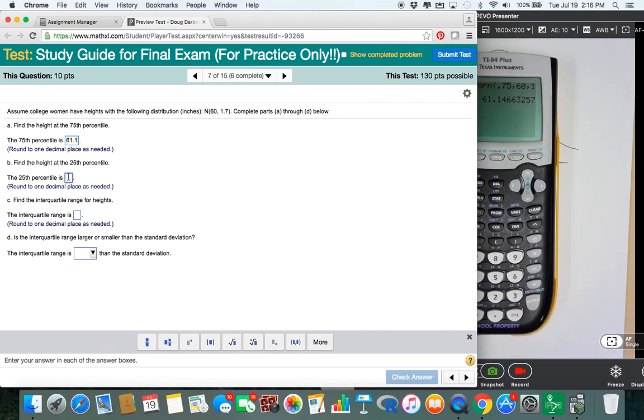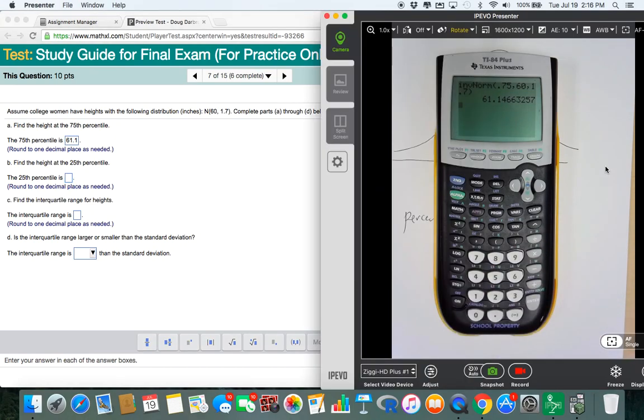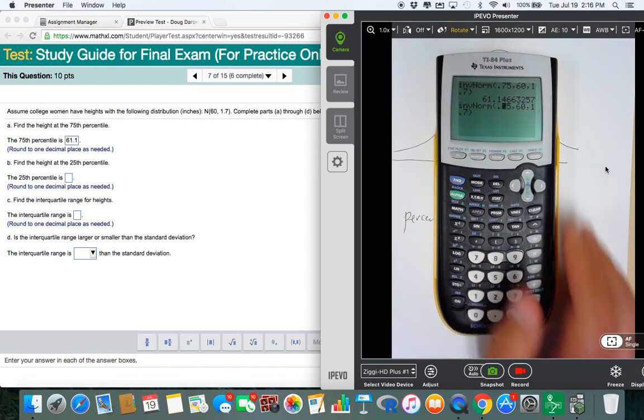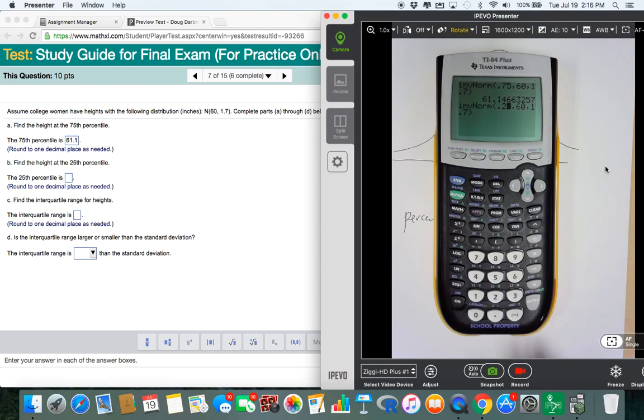Find the height at the 25th percentile. Well, gang, that's the same thing we had before. In fact, I can just hit second function entry and bring down what I had there and put in the 25th percentile. Rounded to 1 place, that'd be 58.9.